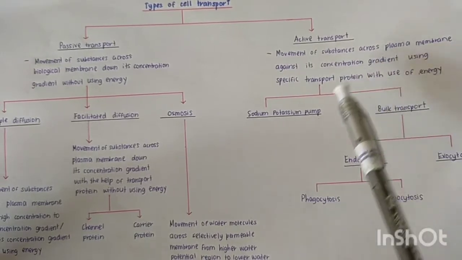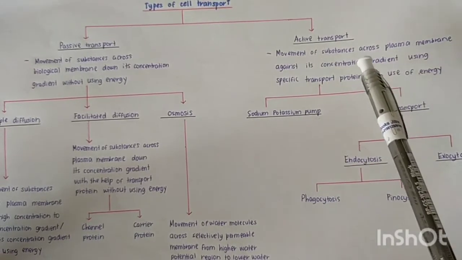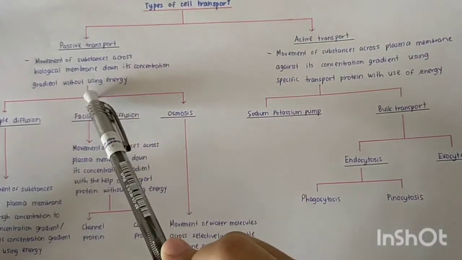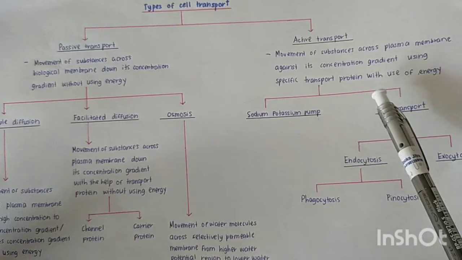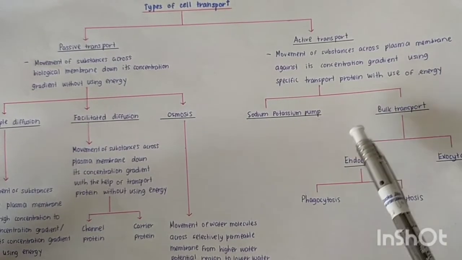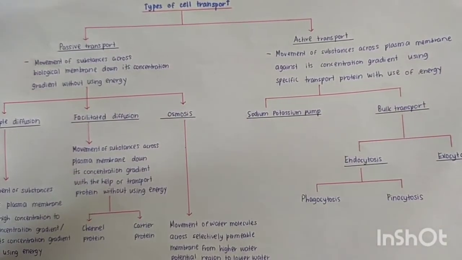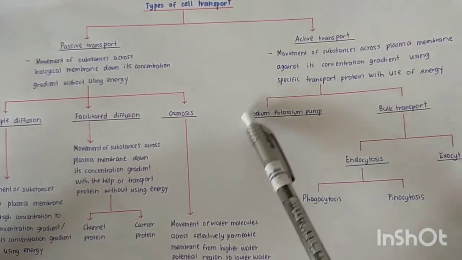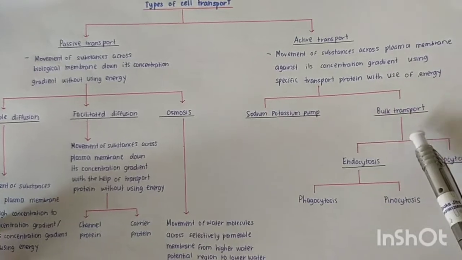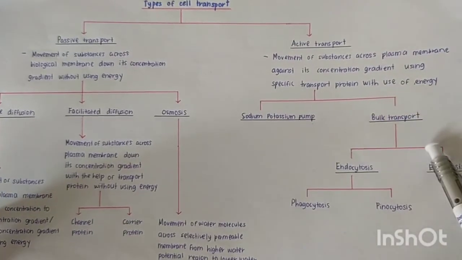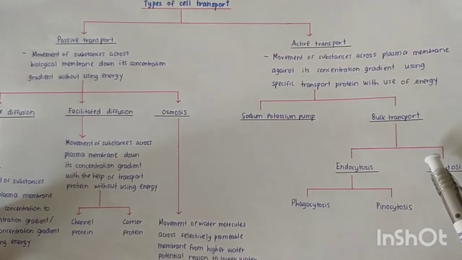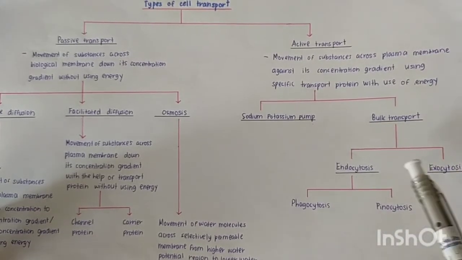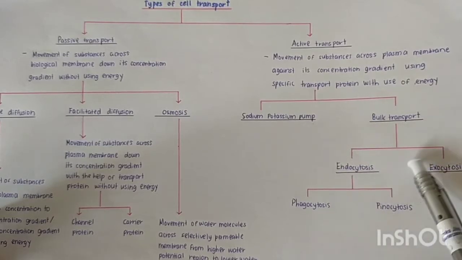This is the second difference that we can use to differentiate between active transport and passive transport. Passive transport does not use energy, but active transport will use energy in the form of ATP. Active transport has the sodium potassium pump and also bulk transport. Bulk transport we can divide into another two types, which are endocytosis and exocytosis. Later I will explain in the next video.